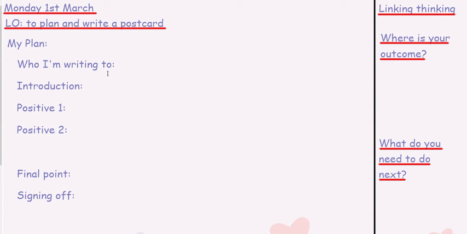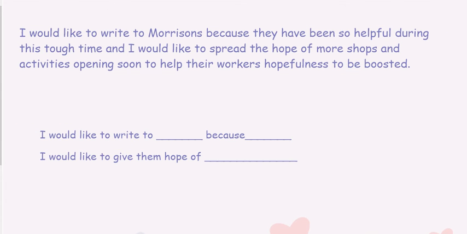Okay, so if you're joining me now, you are linking your work from last week. So you need to have a look at who you decided to write to in your linking thinking column. So here's a refresh of my reflection section from last Friday. I said that I would like to write to Morrison's because they've been so helpful during this tough time, and I would like to spread the hope of more shops and activities opening soon to help their workers' hopefulness to be boosted. So that's my focus. So take a moment now to either go back through your learning journey or go back through your dojo posts to have a look at who you focused on and why.